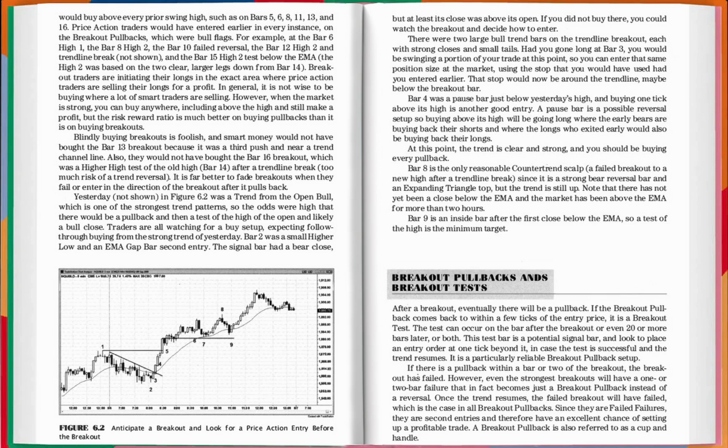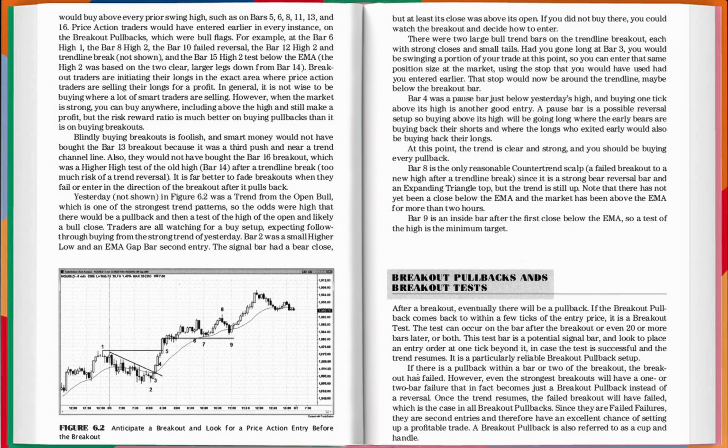Breakout traders are initiating their longs in the exact area where price action traders are selling their longs for a profit. In general, it is not wise to be buying where a lot of smart traders are selling. However, when the market is strong, you can buy anywhere, including above the high, and still make a profit, but the risk-reward ratio is much better on buying pullbacks than it is on buying breakouts.